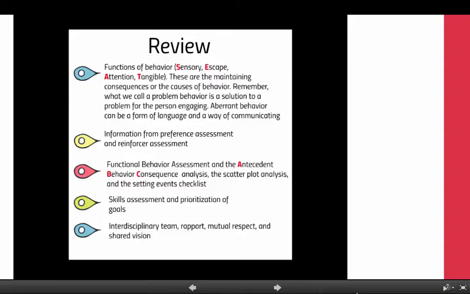So the other thing I want to remind you of is that we also gather a lot of very important information about what motivates a person through what's referred to as a preference assessment. We spent a lot of time in one of the earlier modules talking about all the different forms of preference assessments that you can conduct. From interview forms, using rating scales, for example, to doing some kind of evaluation of an individual in a free operant situation as well. And we also talked about reinforcer assessment.